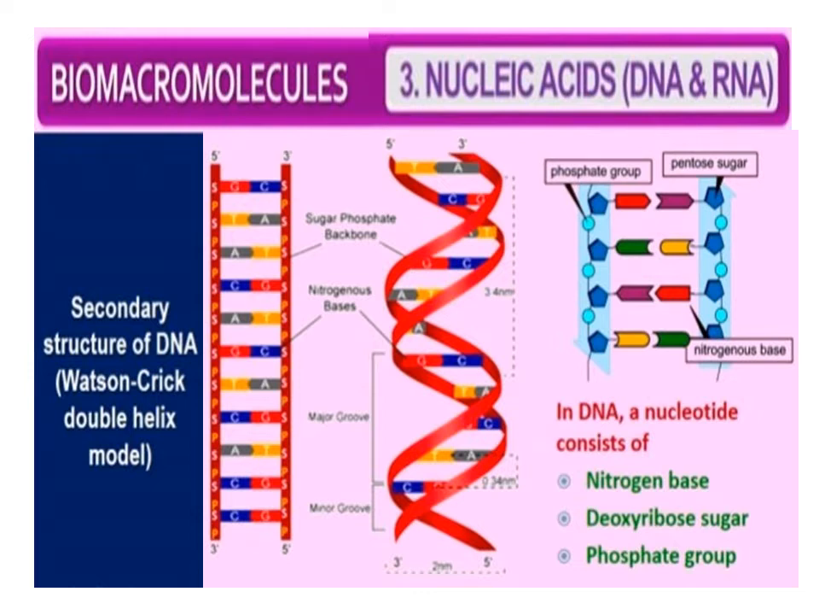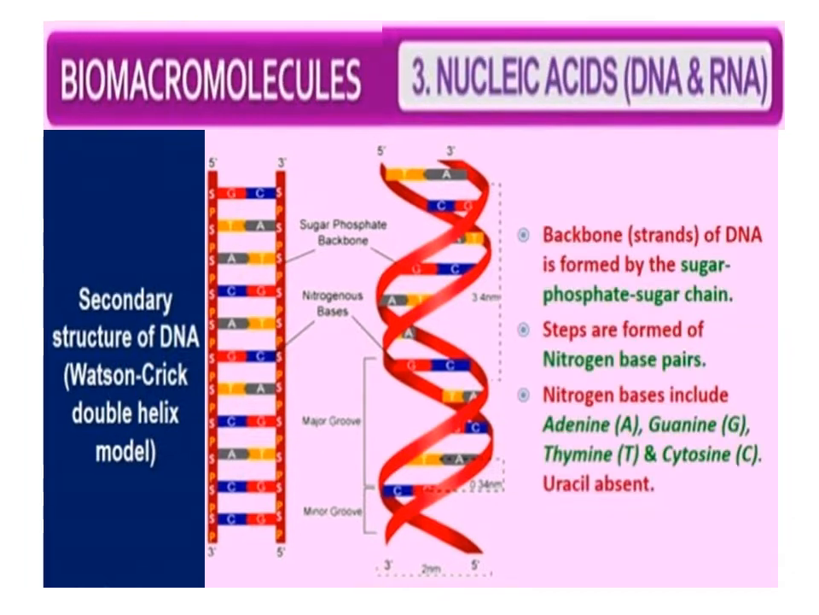In DNA, a nucleotide consists of nitrogen base, deoxyribose sugar, and phosphate group. The backbone strands of DNA are formed by the sugar-phosphate-sugar chain. Steps are formed of nitrogen base pairs. Nitrogen bases include adenine, guanine, thymine, cytosine. Uracil is absent.